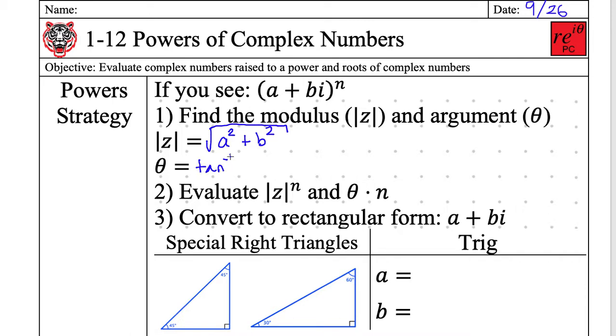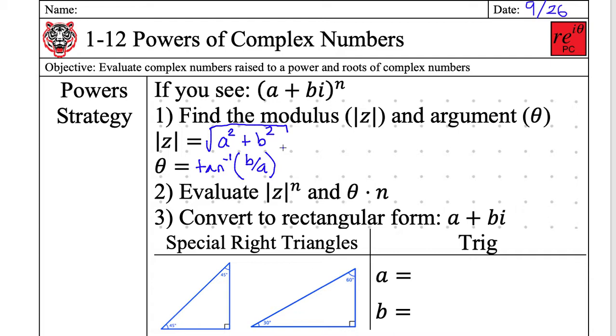Arctan. Arctan of b divided by a. Perfect. So everyone, you have to have these formulas memorized. We've been using them over and over, so hopefully you're just memorizing it even if you're not intending to do that. But there they are. So that's the first step.